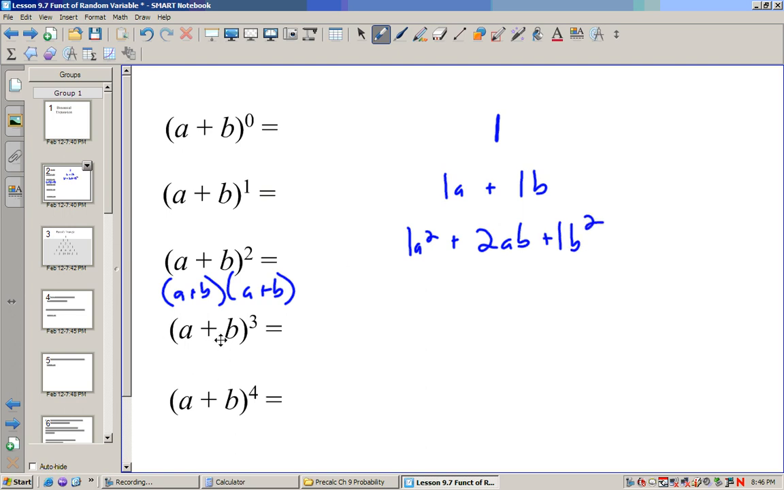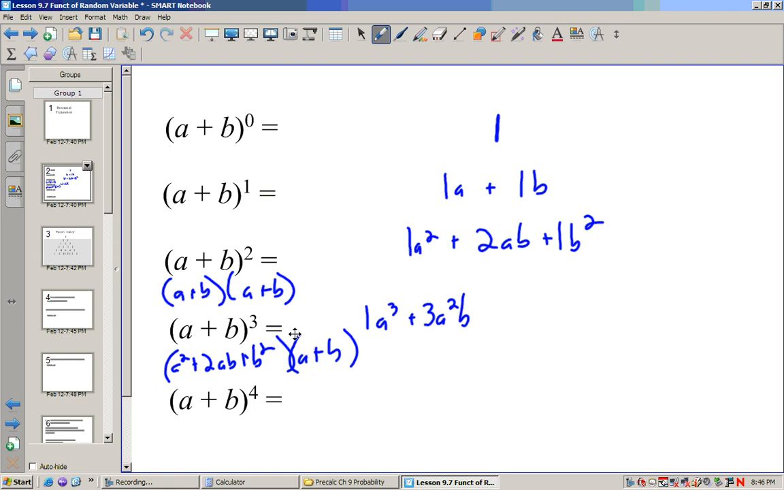Now a plus b to the third is taking this answer, a squared plus 2ab plus b squared, and multiplying that by a plus b. To do that, we have a squared times a, which is 1a to the third. 2ab times a, that's 2a squared b, plus a squared times b, so that would be plus 3a squared b.